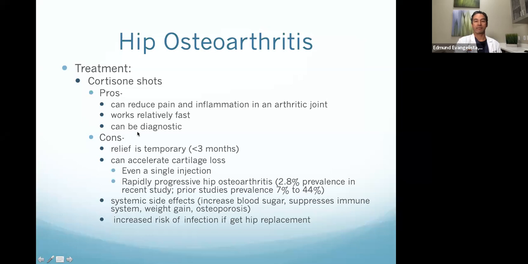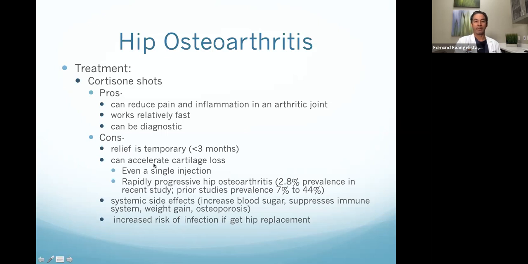Some of the cons of or disadvantages to hip cortisone injections: relief is typically temporary. It'll buy you about 3 months of pain relief, more or less depending on the severity of the disease. And there are more and more studies that show us that cortisone is actually detrimental to the cartilage. It can accelerate cartilage loss, even with a single injection.